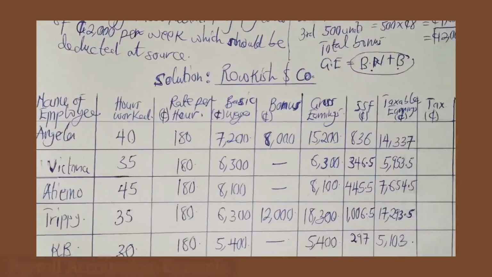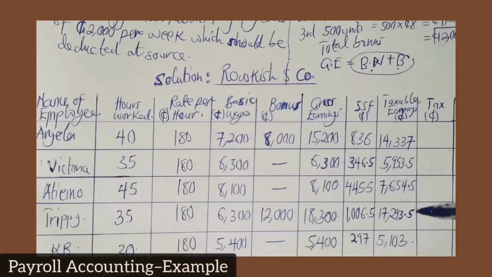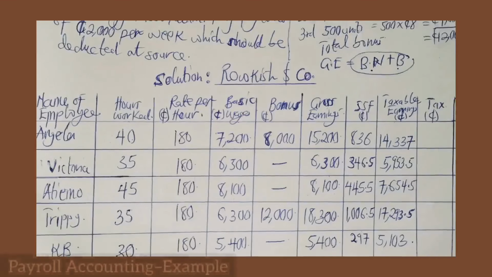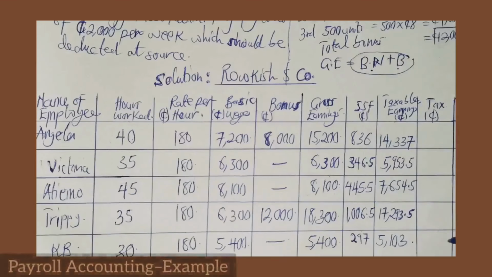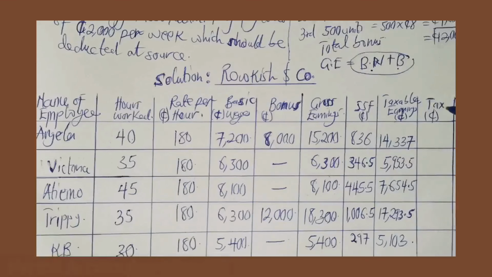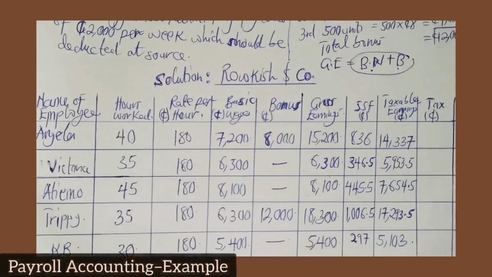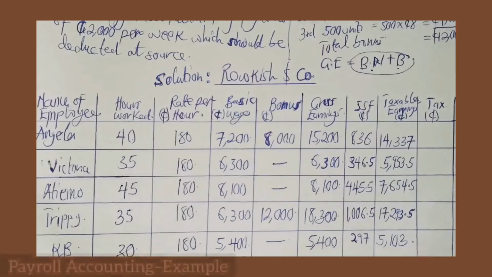So with the taxable earnings, now we get to the tax. We are able to fill in the taxable earnings, so we get to the tax column. So how do you get the tax column? Remember, in the question they said the tax is a flat rate of 10%. Let me show it to you.